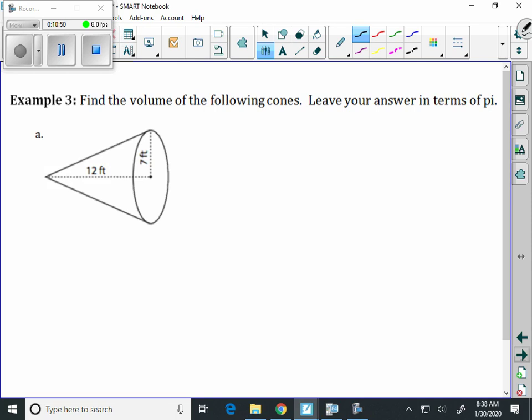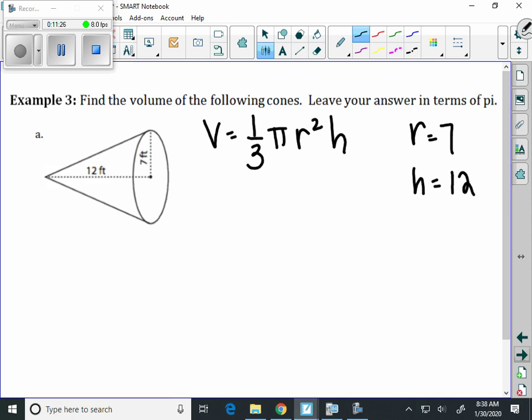This one: find the volume of the following cones. And notice we want to leave our answer in terms of pi. So let's point out what we know. First of all, let's write down the formula, 1/3 pi r squared h. What I see in this problem is that the radius is 7. But watch out, sometimes we're given diameter, but in this particular case, from the center to a point on the circle, that's the definition of radius. And then our height is 12. Now that we know that, we can fill these values into the formula.